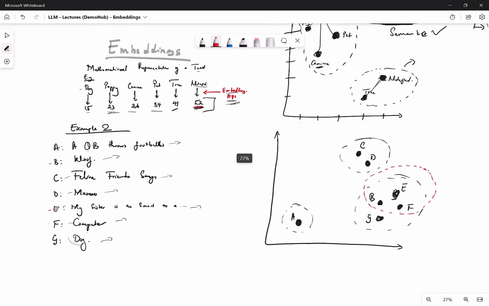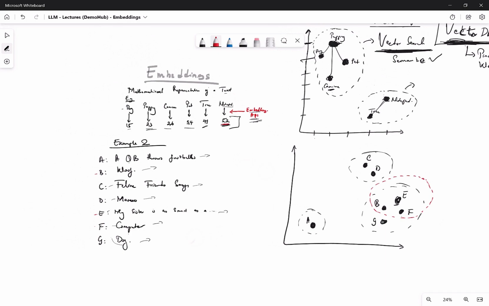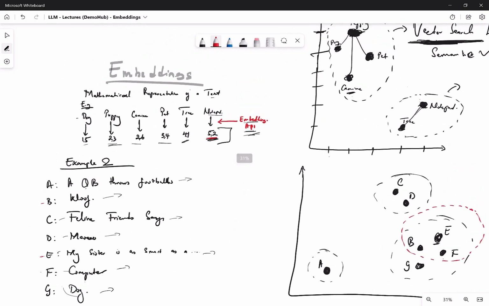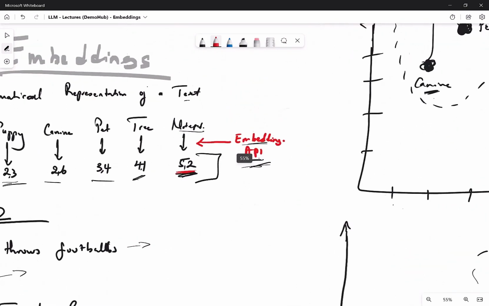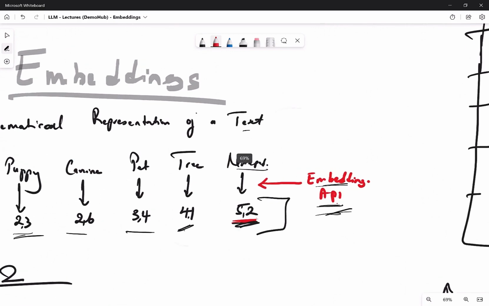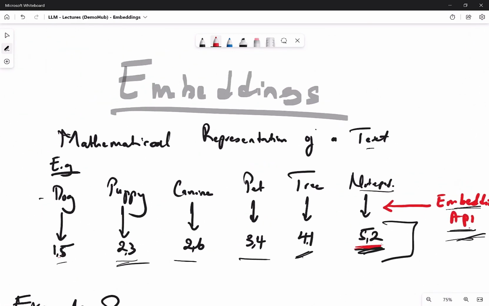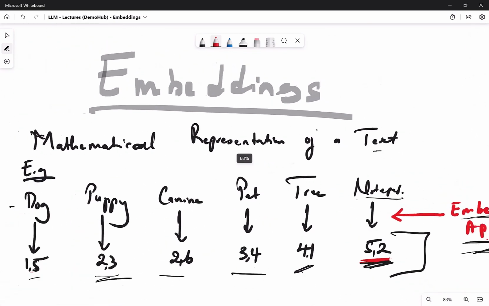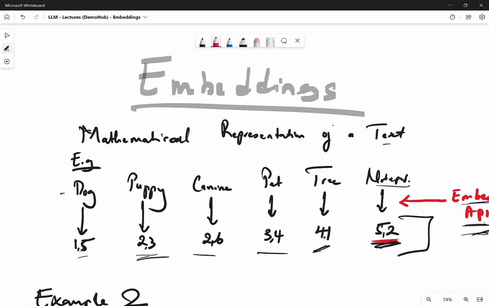So very powerful, very illustrative in terms of understanding what an embedding is. Let's do a quick recap here. We've seen a lot of examples, two really good examples. An embedding within the world of large language models is a mathematical representation of a text.